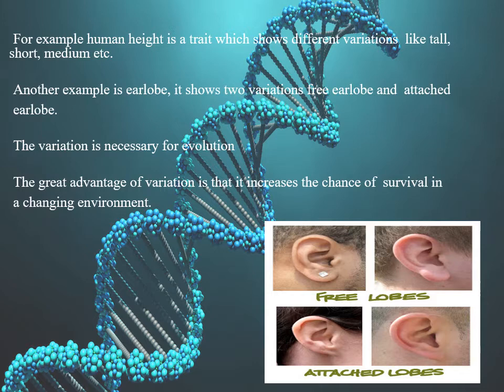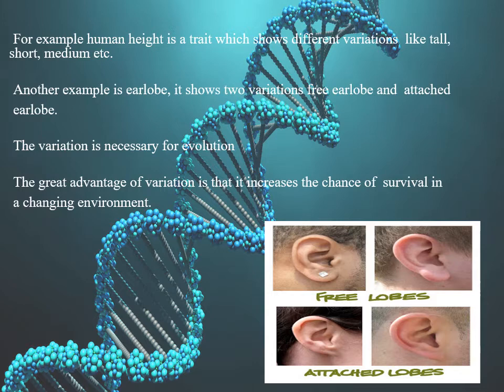Another example, here you can see the picture itself, which shows the earlobe, and it shows two variations, that is having free earlobe and attached earlobe. Clearly the picture depicts it. So why do we need variation? Variation is necessary for evolution.